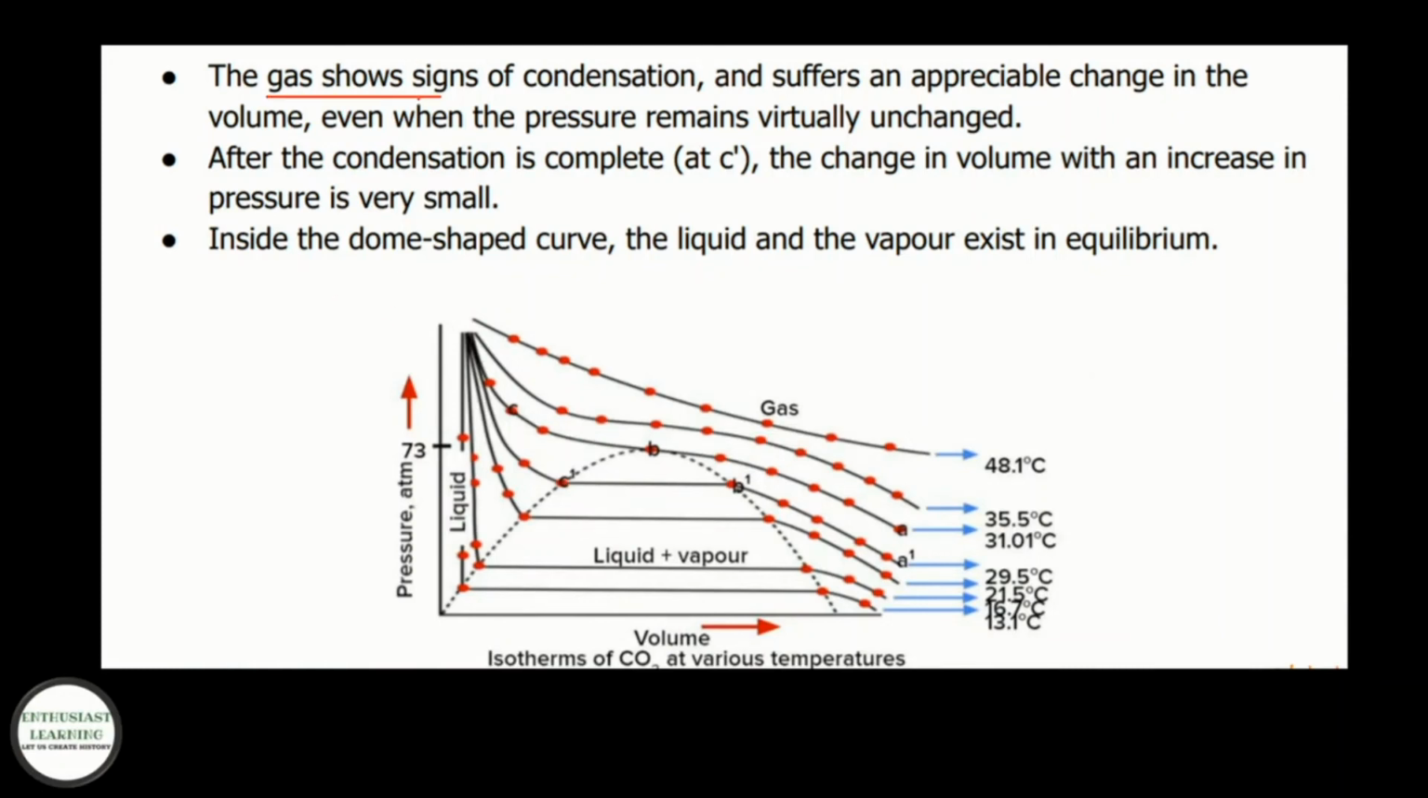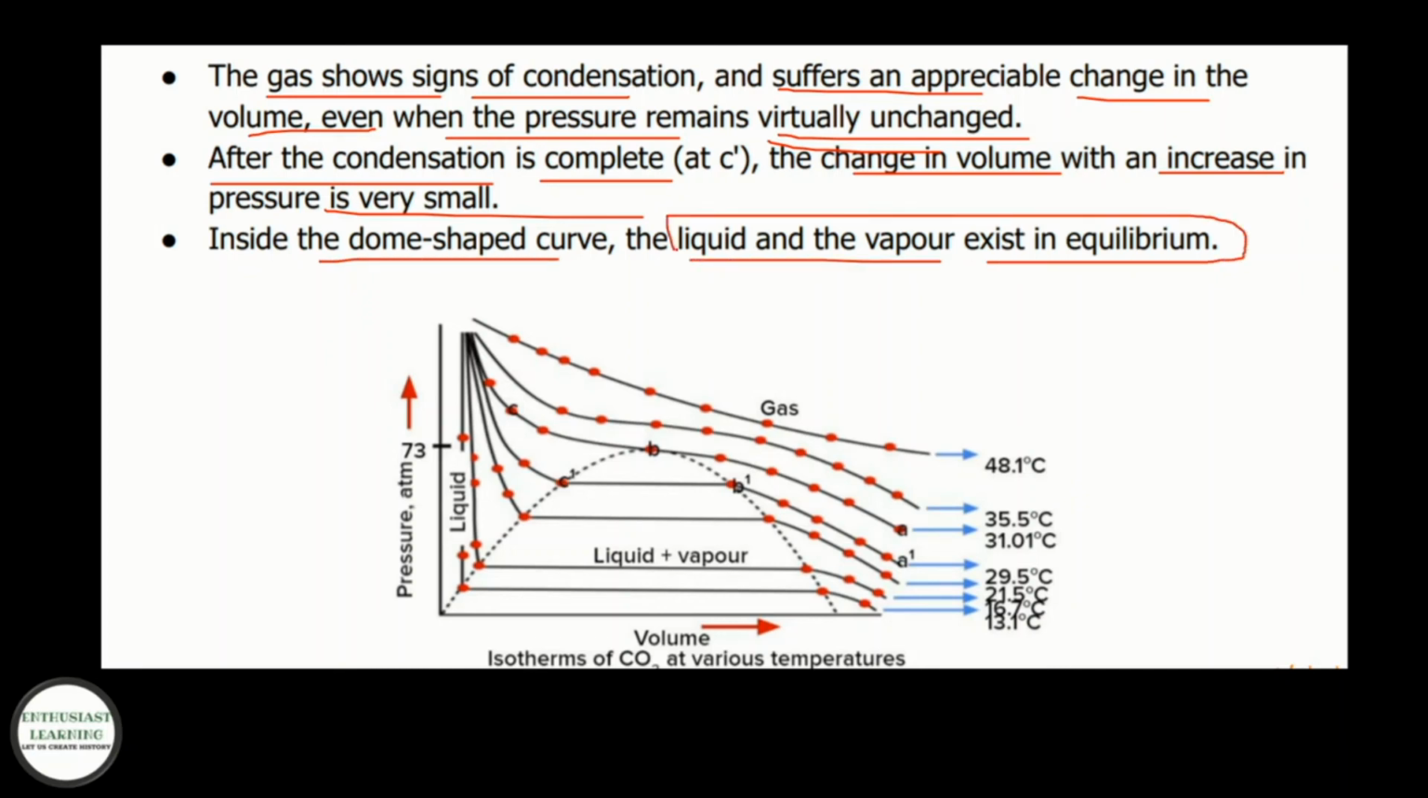In the graph, the gas shows signs of condensation and suffers an appreciable change in the volume, even when the pressure remains virtually unchanged. After the condensation is complete, the change in volume with an increase in pressure is very small. Inside the dome-shaped curve, the liquid and the vapor exist in equilibrium.